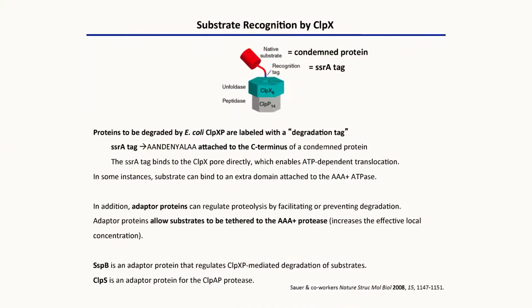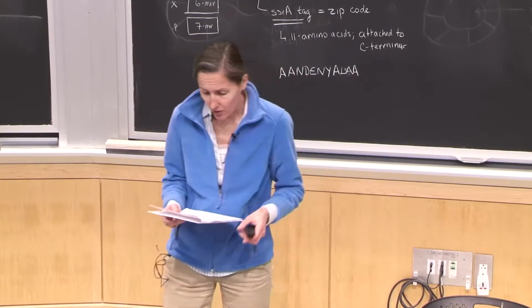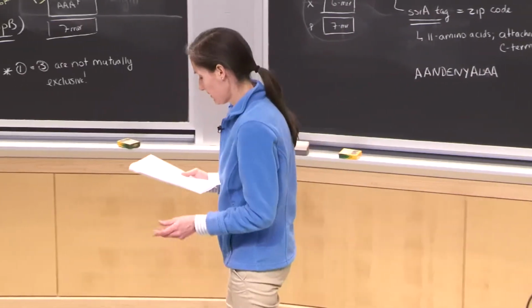So here we have a cartoon looking at a native protein substrate that needs to be degraded. It's been modified with a tag. We have ClpX here. We have ClpP. Okay, here's the tag. And in addition, we can have this adapter protein SspB and the adapter ClpS. So let's think about this tag for a minute.